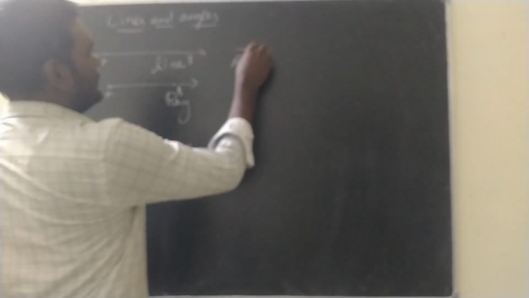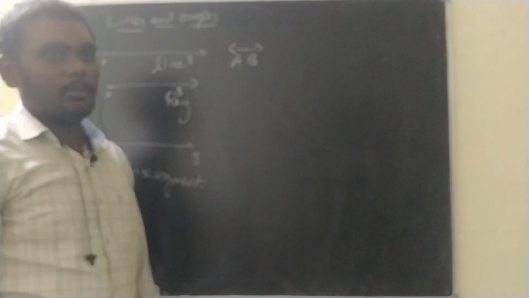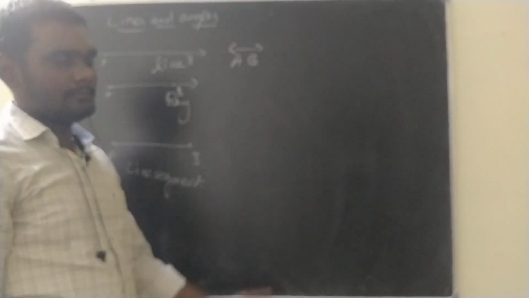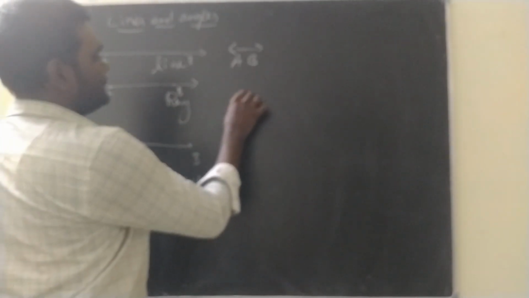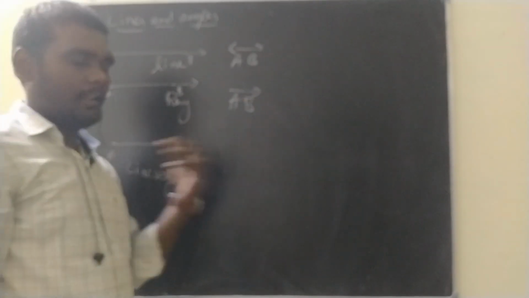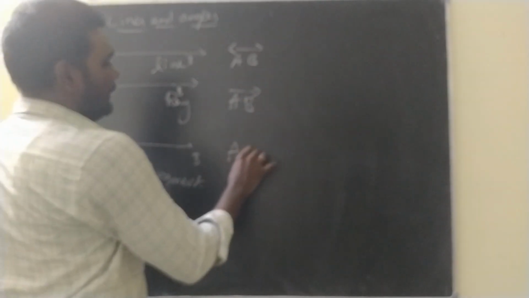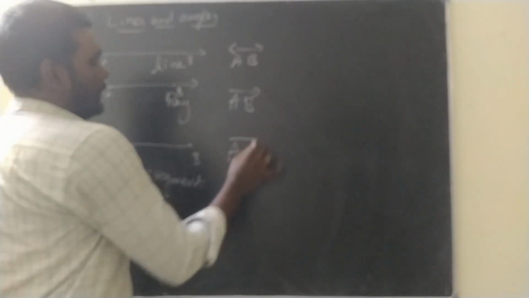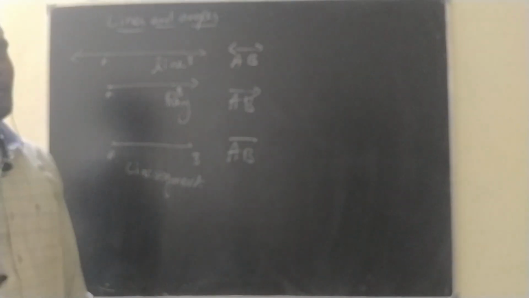We'll draw the same thing above the letters. If we draw a line above the letters, that is called a line. If we draw a ray above the letters, then that is a ray. If we draw a line segment above the letters, then it is called a line segment.